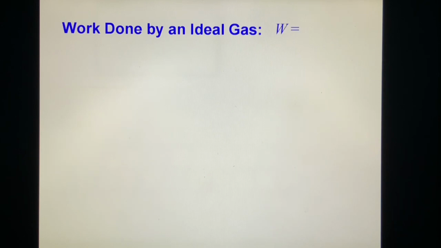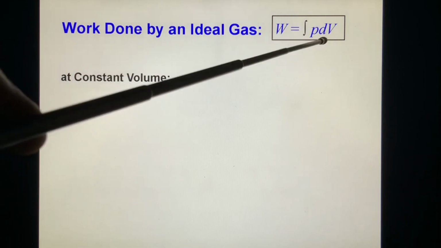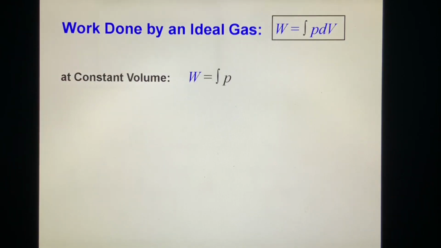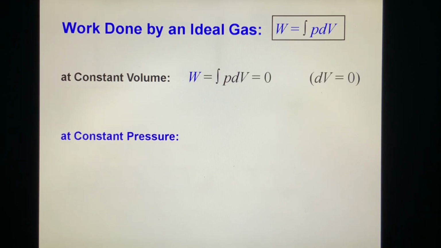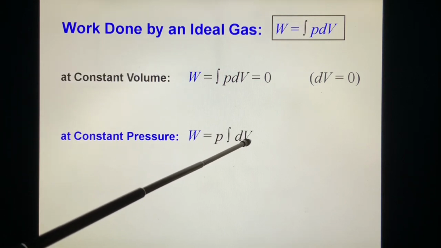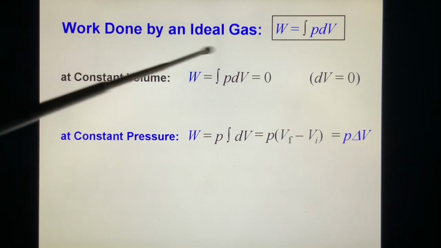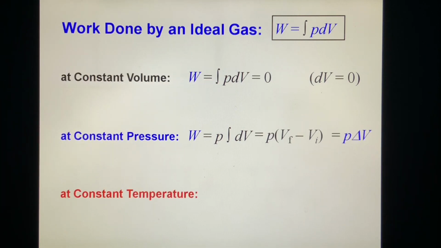Now let's calculate the work done by an ideal gas, starting from the definition, W equals the integral of P dV. At constant volume, V does not change, so dV is zero and W equals zero. At constant pressure, P is constant and we can take it out. The integral gives delta V, so we get P times (V final minus V initial), which is P delta V. And the work done by an ideal gas at constant temperature, which we just did, is W equals nRT log of V final over V initial. Different process, a different number.